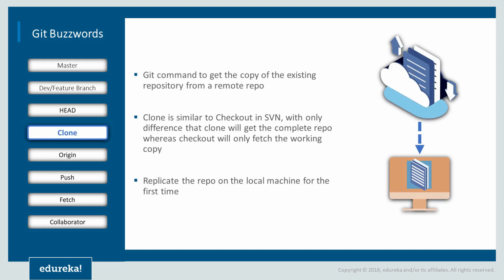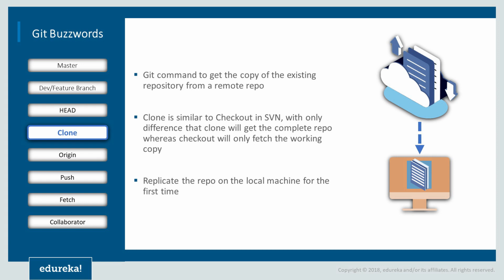Then comes the clone command. This is the command to copy an existing repository from a remote one, or downloading the remote repository to a local one. This is similar to checkout in SVN, with the only difference that clone will get the complete repository, whereas checkout will only fetch the working copy. By complete repository, we mean all the files along with the metadata.